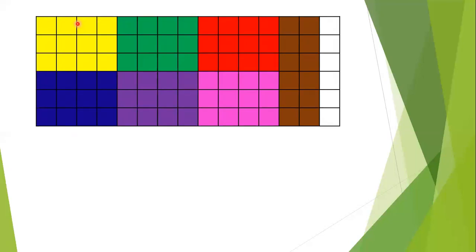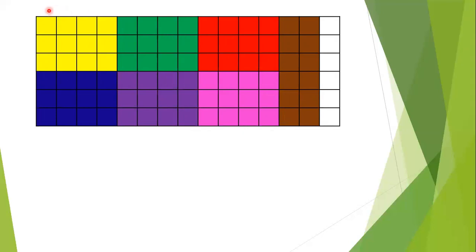Here how many rectangles are formed? First you will see 1, 2, 3, 4, 5, 6. And on the side is the 7th one. 7 rectangles are here and each one has 12 squares, you see. 1, 2, 3, 4, 5, 6, 7, 8, 9, 10, 11, 12. Each one has 12 squares.